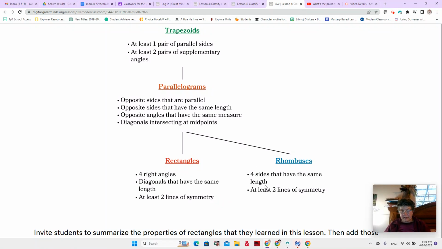But because rhombuses are not always rectangles, we cannot place rhombuses below rectangles, right? Similarly, rectangles are not always rhombuses, so we can't put rectangles below rhombuses. So they're both in the group of parallelograms. Okay?